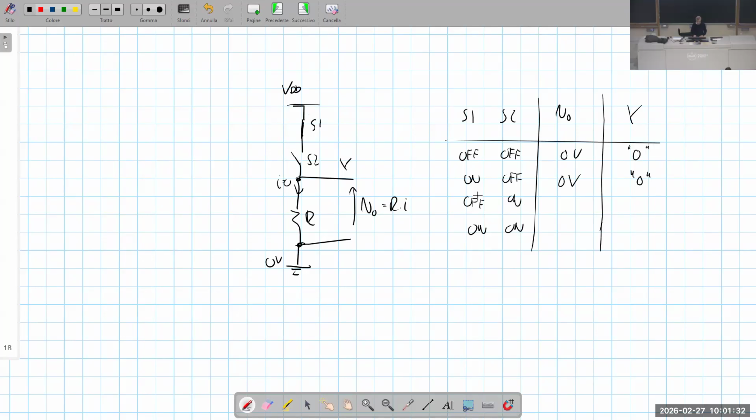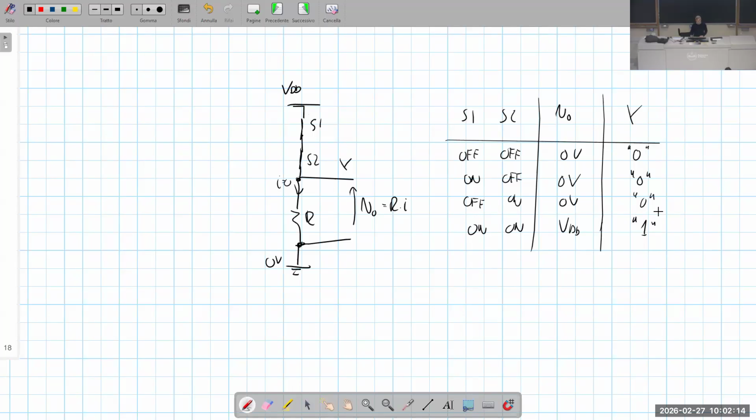When we have the opposite combination, that is S1 open and S2 closed, we have the same thing. Is that clear? This is the same thing. The current is still equal to 0, so this is 0 volt, and this is a logical 0. When we have both the switches on instead, VO is equal to VDD, which corresponds to one state.